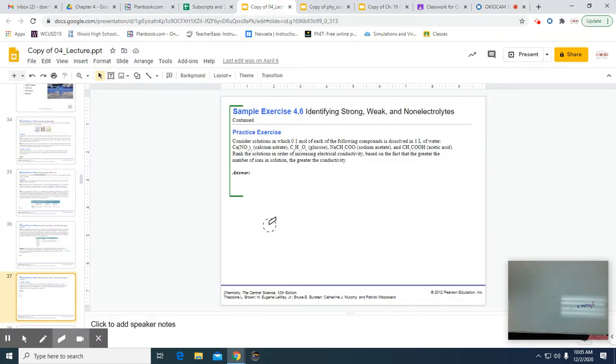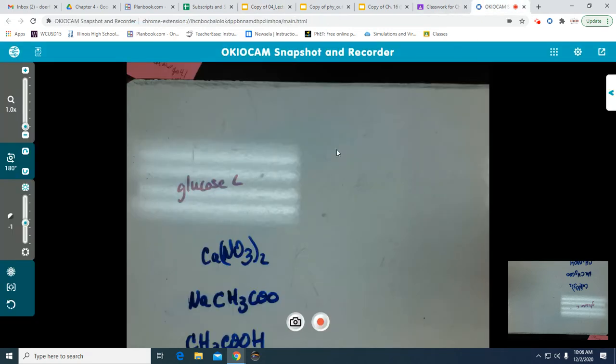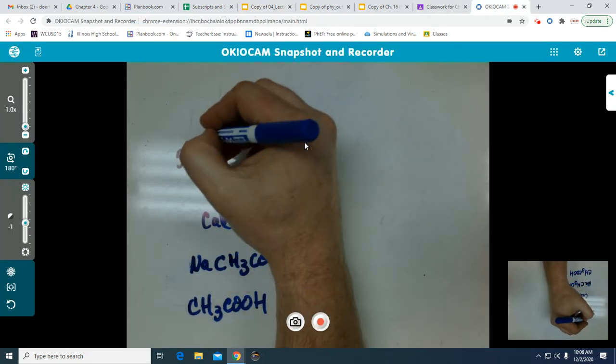Next, we have other substances. We've got calcium nitrate. You want to just write these down. I've got sodium acetate, NaCH3COO, and we have acetic acid, CH3COOH. So far, this is our weakest one.